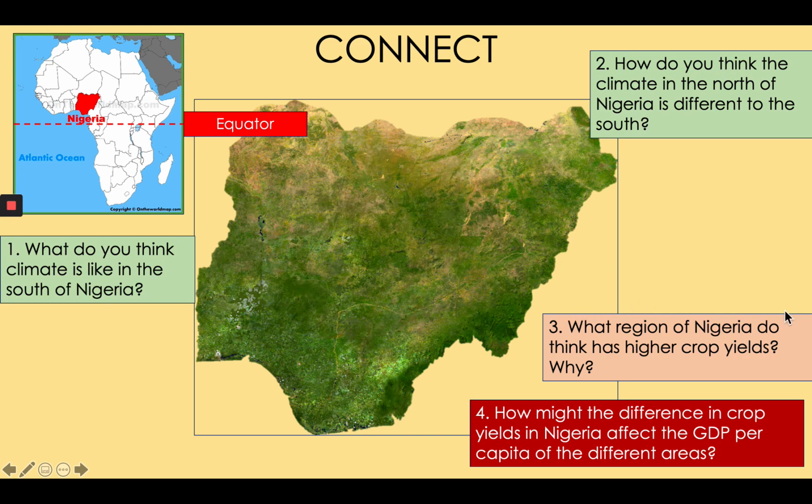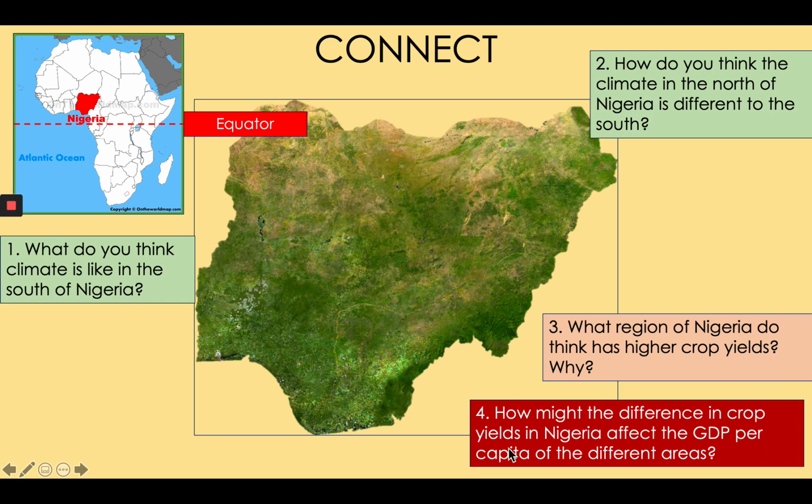3. What region of Nigeria do you think has higher crop yields and why? Well, if you look carefully at this map and you thought about what a crop yield is and what plants need to grow, you would probably have put that the south has higher crop yields than the north because it gets more regular rainfall, which allows crops to grow.